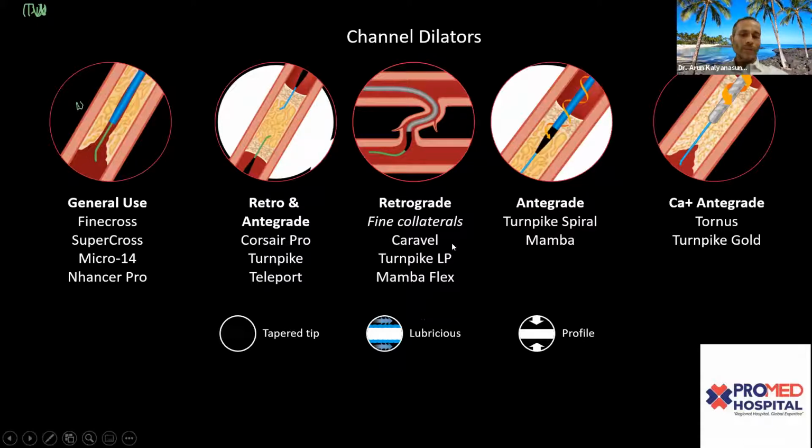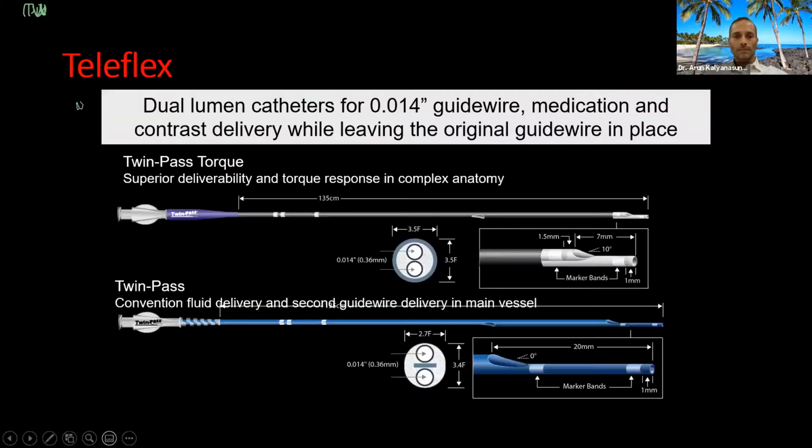Turnpike LP is great when we get it. Corsair Pro XS is going to be fantastic when we get it. And again, Turnpike is going to be here with a whole family of microcatheters. But for now, Corsair Pro is probably my default for antegrade. I still do use Fine Cross a fair bit.